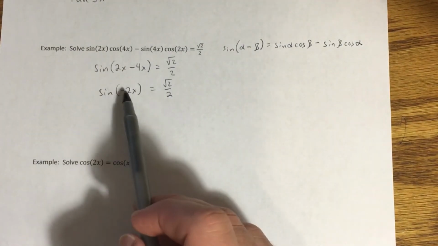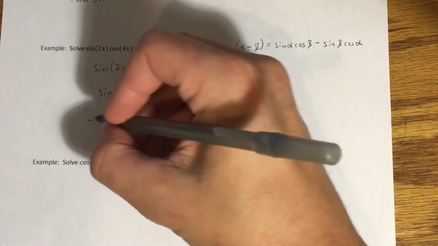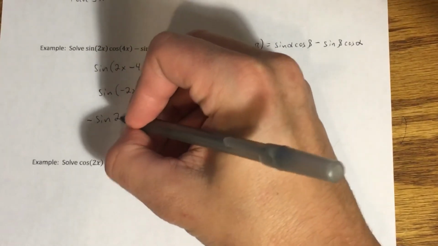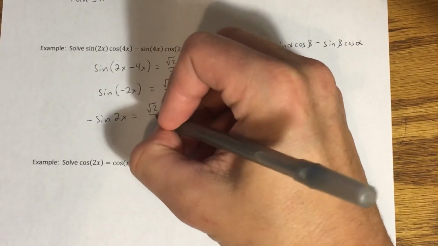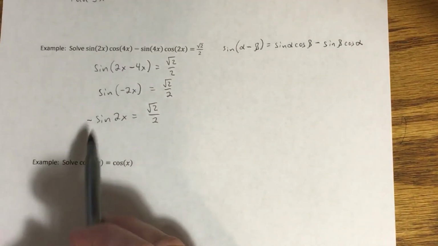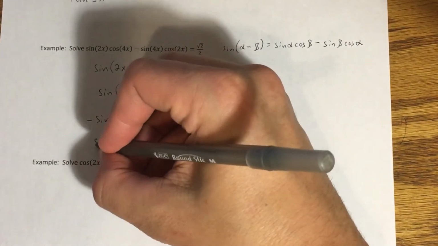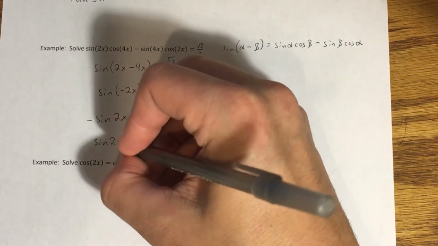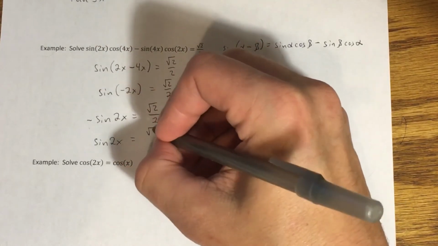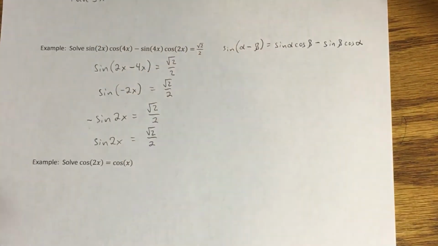I know that sine is an odd function, which means negatives can be brought out. So let me do that. Negative sine of 2x equals root 2 over 2. Then let's divide both sides by negative 1 to get rid of the negative. Sine of 2x equals root 2 over 2.